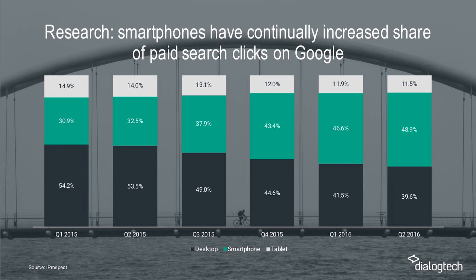But we're not just searching on mobile, we're also clicking and really engaging with those mobile ads. This chart shows research from agency iProspect that's really interesting because it shows the shift from Q1 2015 through Q2 2016, and how much smartphone paid search clicks have grown, and it actually is eating into the clicks that paid search ads are seeing on desktop.